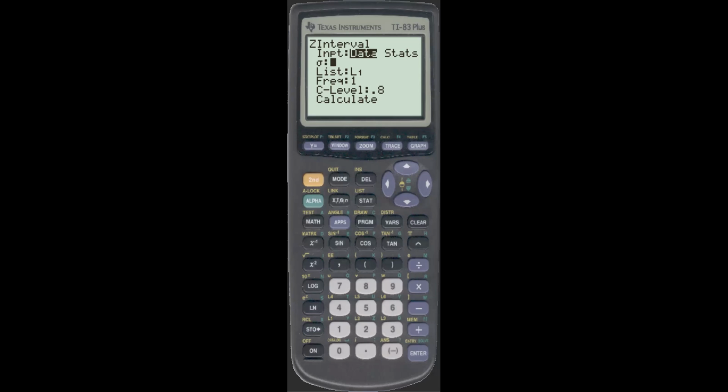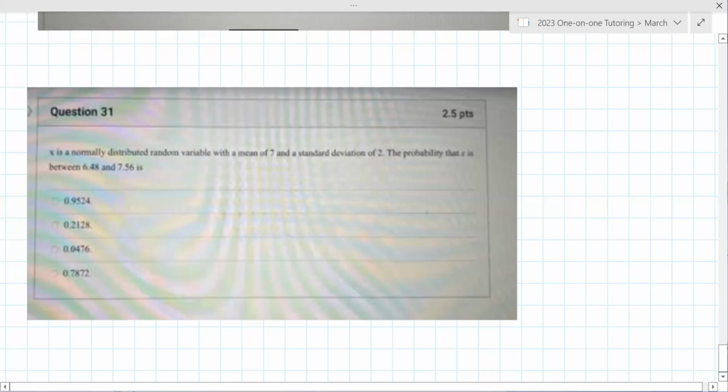All right, looks like 31 is next. I'll grab that and share the other screen. All right, X is a normally distributed random variable with a mean of 7 and a standard deviation of 2. The probability that X is between 6.48 and 7.56 is, so this is a normal CDF problem.